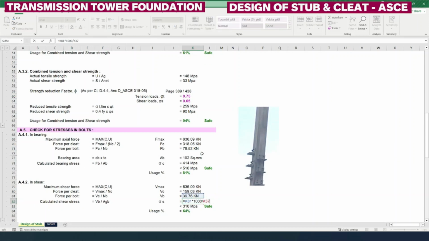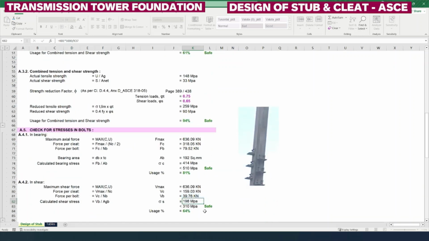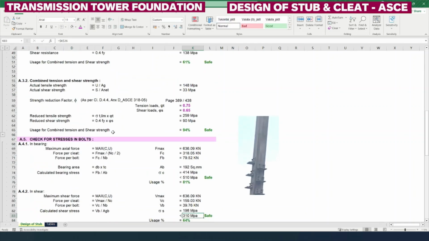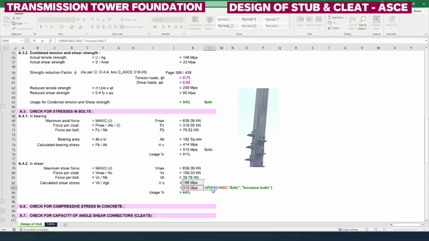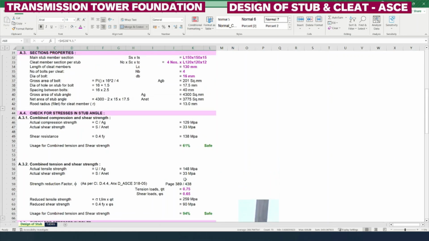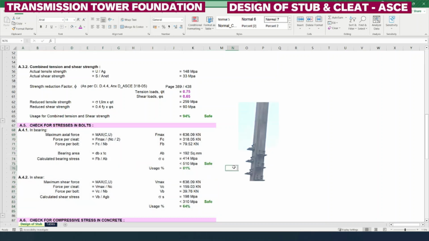So we need to divide VB by it. We are getting 198 megapascal, which is less than 310 megapascal, which is the shear carrying capacity of the bolt. Hence it is safe, and the usage factor is 64%. So these two parameters state that the bolt arrangement which we have provided, that is 4 numbers of bolt of 16 dia, is safe to hold this force, the structure force, through the stub.